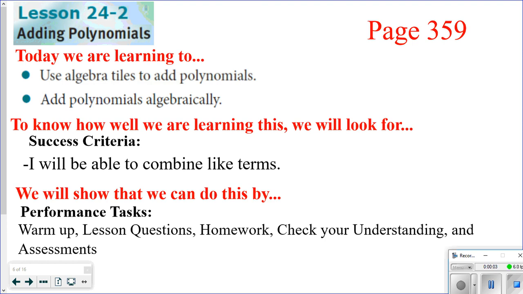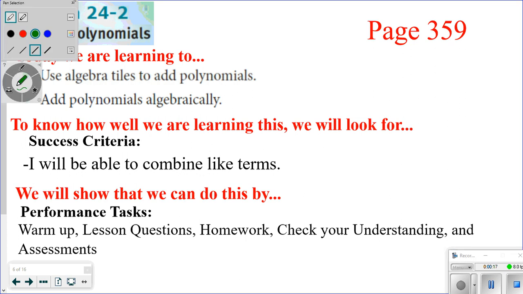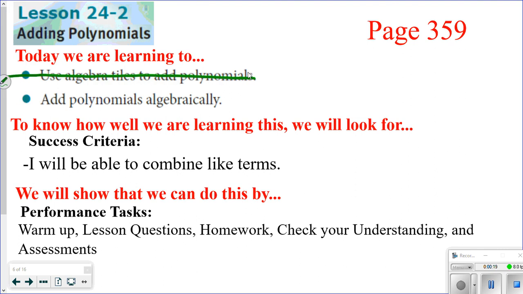Open your books to page 359. We are going to start lesson 24-2, which is adding polynomials. And we're actually going to skip this first learning target that says use algebra tiles, because virtual students don't have algebra tiles and I don't want to hand those out to face-to-face students because of COVID. So we are only going to focus on adding polynomials algebraically.